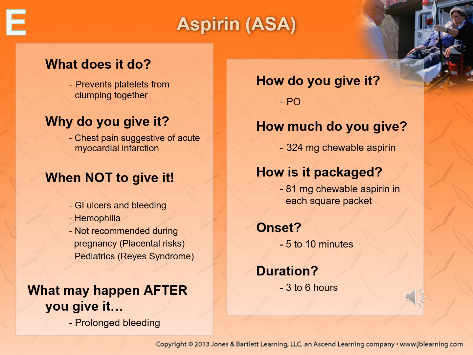We need to make sure not to give it to anybody who has active bleeding, hemophilia. Not recommended for pregnancy patients, and watch out for pediatrics with Reye syndrome. After you give it, there's always a risk of prolonged bleeding. It goes PO, again, it's 4 tablets, 81 milligrams, equal 324. The onset's 5 to 10 minutes, and it lasts 3 to 6 hours.